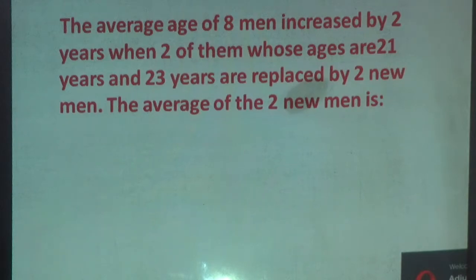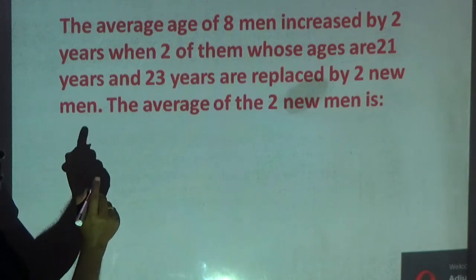The average age of 8 men increased by 2 years when 2 of them, whose ages are 21 years and 23 years, are replaced by 2 new men. Then they are asking for the average of the 2 new men. Please observe here.